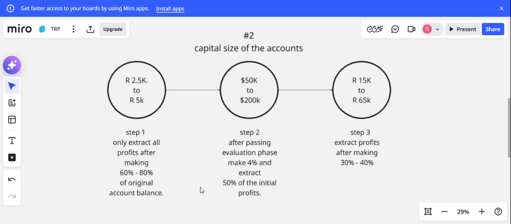And even if your risk management is really good, the return on investment is not going to be as good because you're risking such a small amount. So therefore, you're not making a substantial amount. So that's why I recommend you start with a substantial amount. Starting price 2,500, up to whatever amount you'd like, I guess. You know, Step one: only extract profits after making about 60 to 80% of the original account balance.